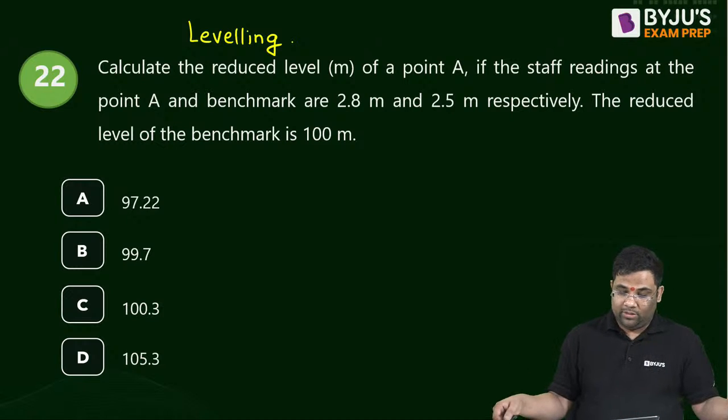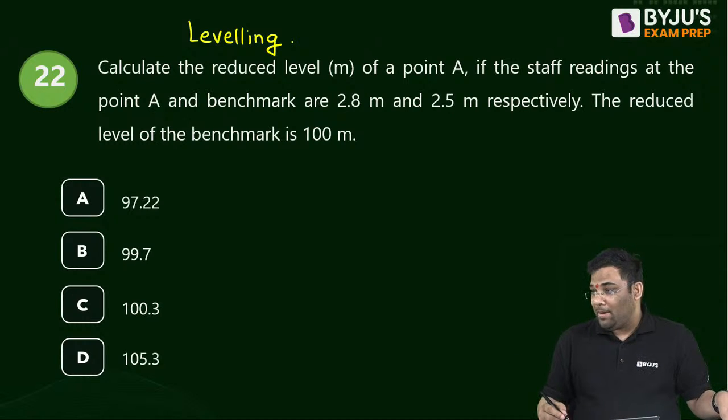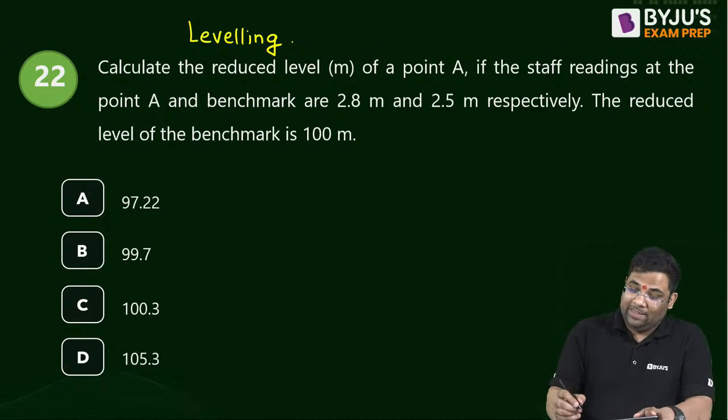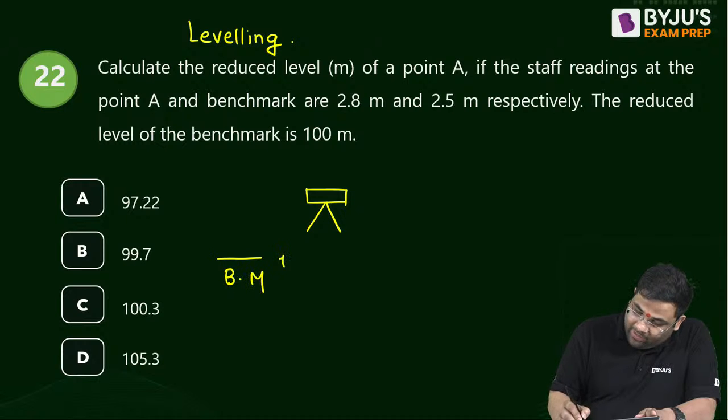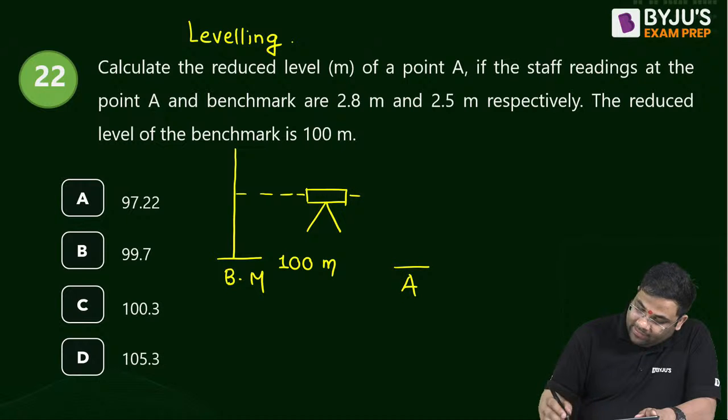C. Very good. C or B? Answer is B. You see, we have an instrument station, right? Then we have a benchmark. The benchmark is having 100 meter as the RL. So when you keep the staff here, you are taking some reading. Then we have A here, and then you are taking some reading.